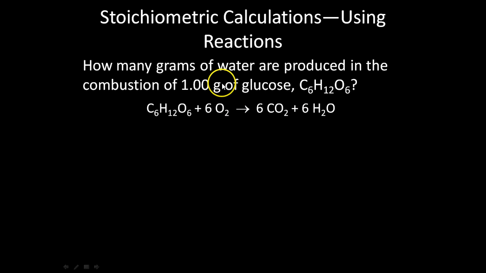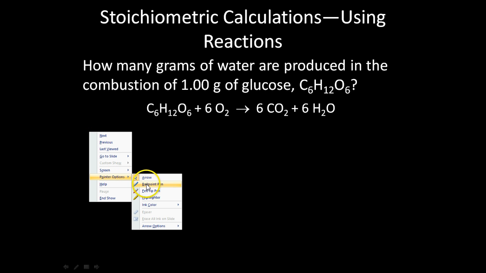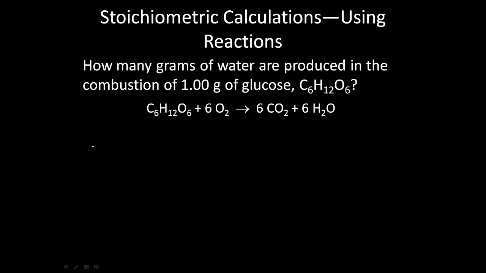And so now that we have that, if we convert this mass of glucose into moles of glucose, we can convert that directly from moles of glucose into moles of water. And the conversion will look something like this. But before we get to that conversion, there's one other thing we need. I almost forgot. We need to find the molar mass for C6H12O6.